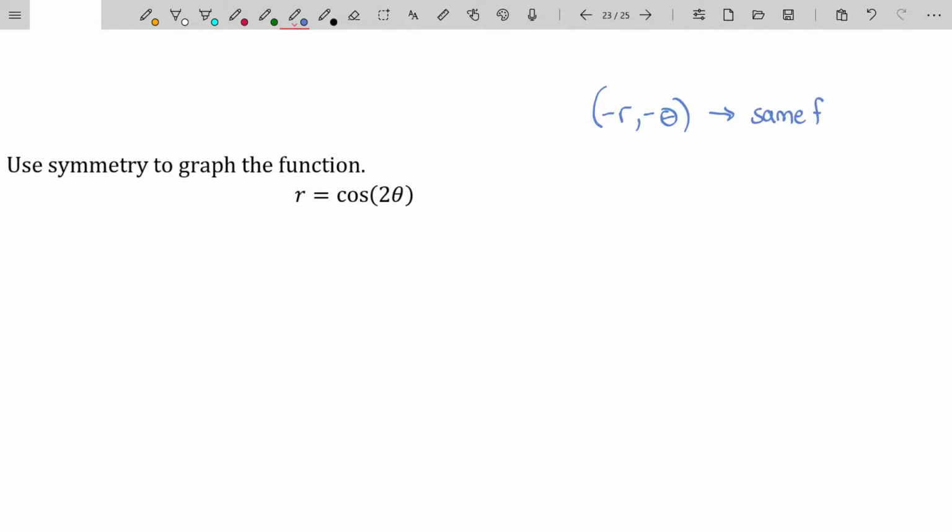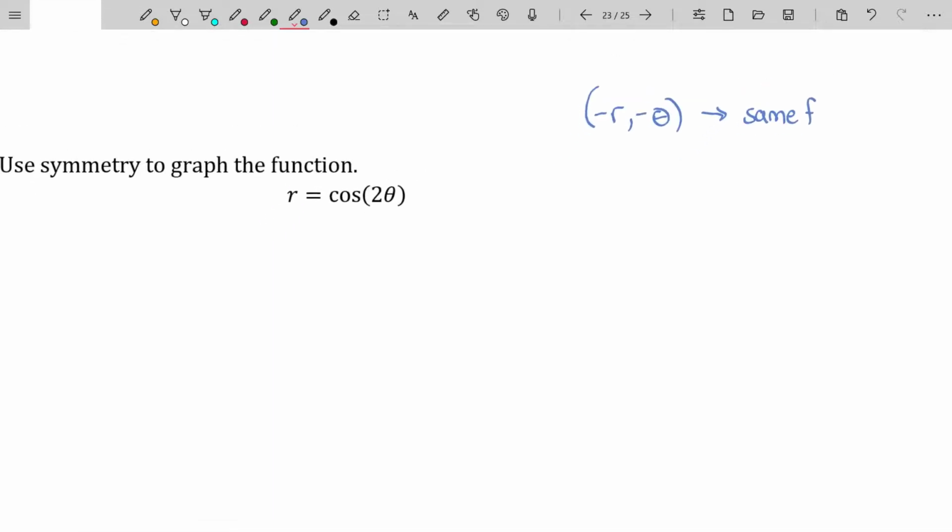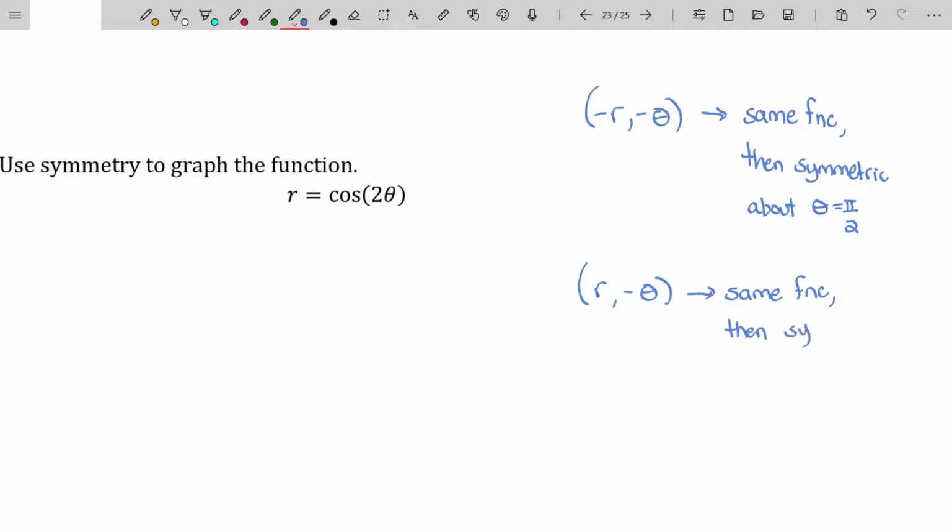That's supposed to be the function, but for some reason the whole screen just got screwy on me. Then we have symmetric about theta equals pi over 2. And in this case right here, if r comma negative theta becomes the same function, then we have symmetric about the polar axis, which is basically symmetry about the x-axis.